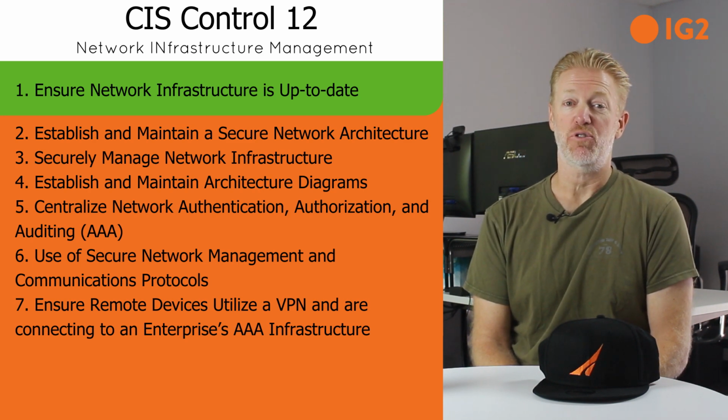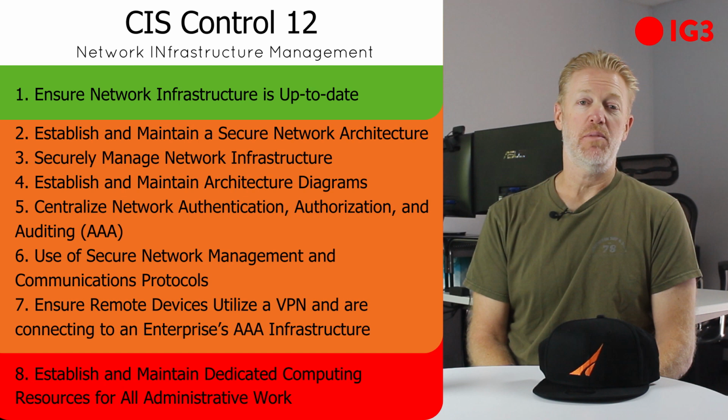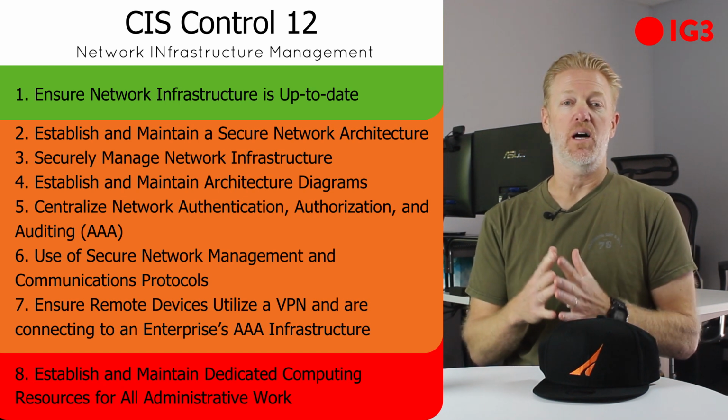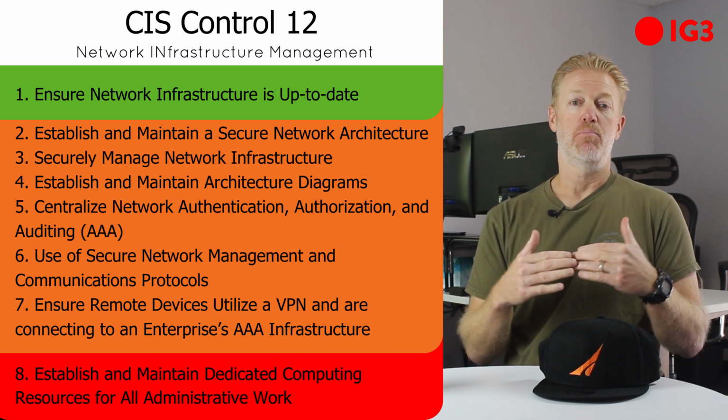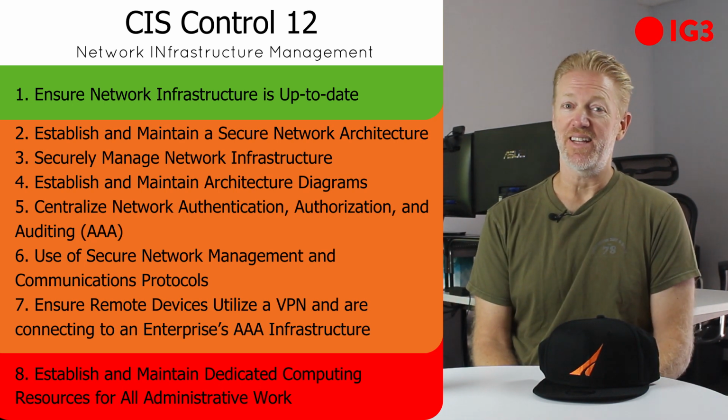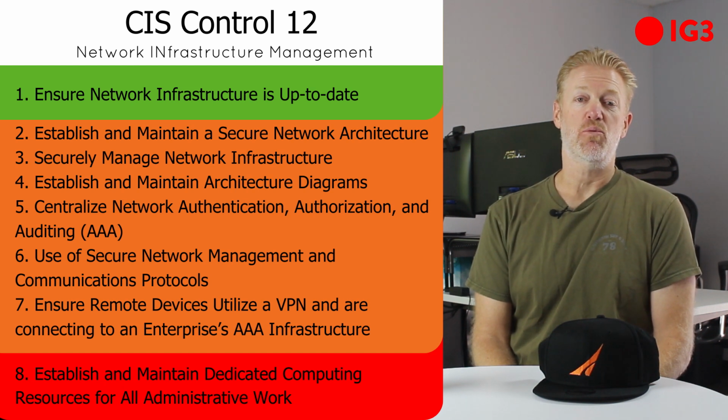Okay, and then the last one, item number 8, this is only for companies that if they have a cybersecurity breach, it is a public threat. So item number 8, have dedicated computing resources for all administrative work. Okay, so that is the CIS template for network and infrastructure management for evaluating your company and doing a cybersecurity risk assessment. I hope that was beneficial for you.